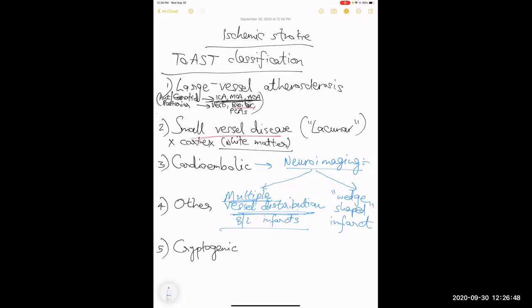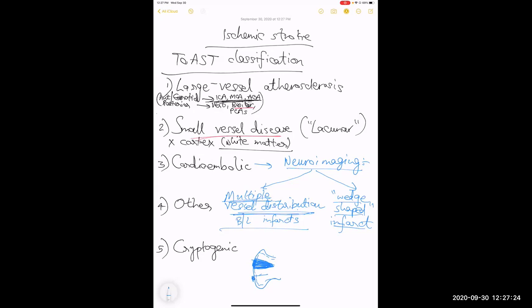A wedge-shaped infarct is basically, if I'm just going to quickly draw it, this is an axial section of the brain. Outside is your gray matter, and then inside you have your white matter. So a wedge-shaped infarct is an infarct that starts at the periphery, involving the cortex but also the white matter, and extends inside like this. That's your wedge-shaped infarct. And the reason this happens is because your blood vessels make a very sharp or acute turn from the periphery when they go inside like this.